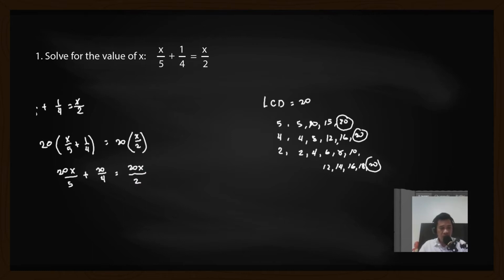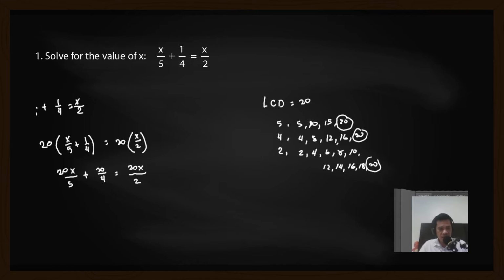Tanong, sir, paano naging 20x? Paano naging 20 over 4? Pwede ba natin i-multiply yung 20 sa baba? Okay, remember in multiplying fraction, we need to multiply numerator to numerator, denominator to denominator. So, we have here 20. So, we multiply this one to the numerator, 20x. That is why this is the result. We simply copy 5. And then 20 times 1, we have 20. And then just copy the denominator, 4. The same process here on the other side, 20 times x, we have 20x over 2.